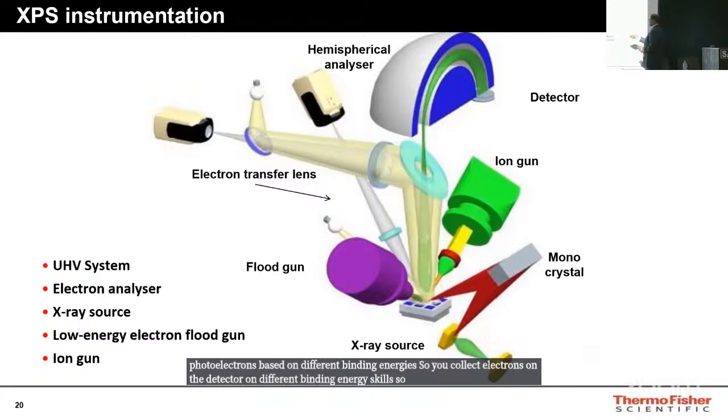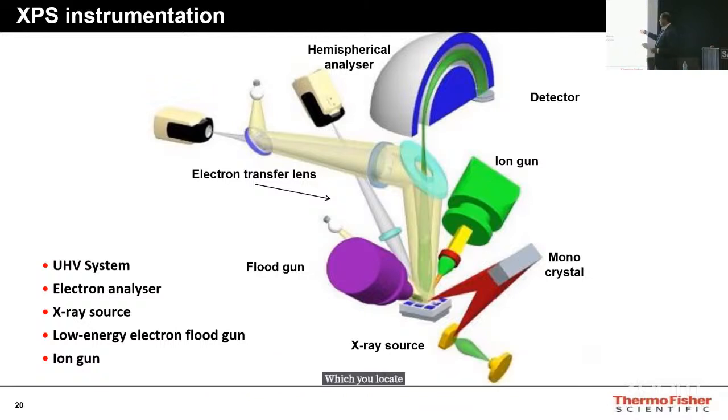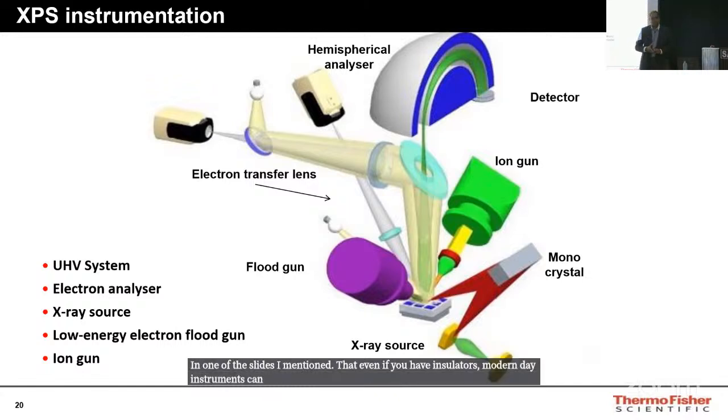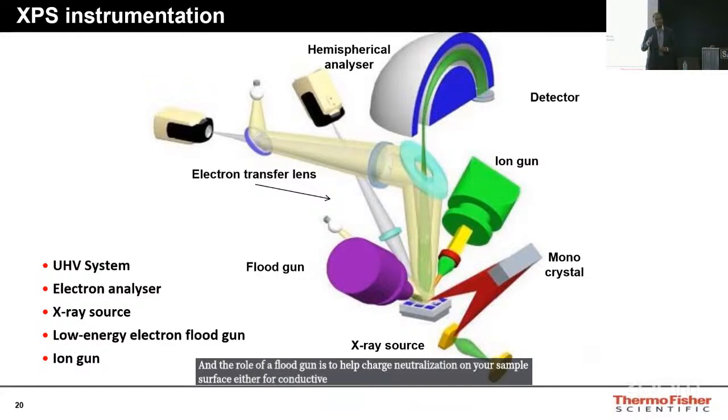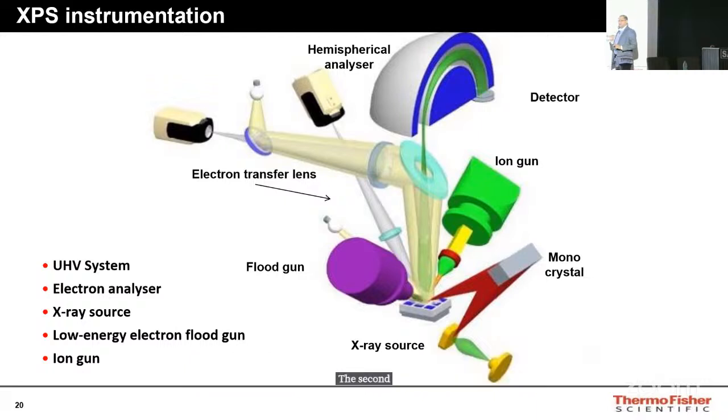So apart from these specific topics, you will find there are two more guns which you locate, which is a flood gun and the ion gun. If you recall, in one of the slides I mentioned that even if you have insulators, modern day instruments can do a charge compensation and you're still able to analyze them. And the role of a flood gun is to help charge neutralization on your sample surface, either for conductive, semiconductive, or insulating materials.